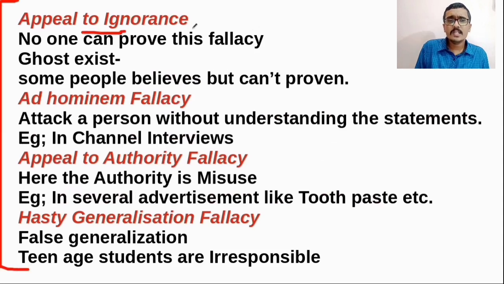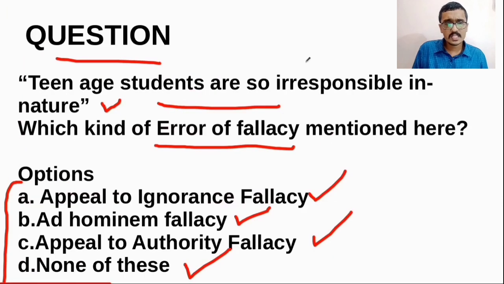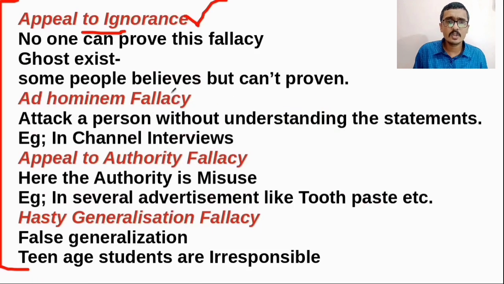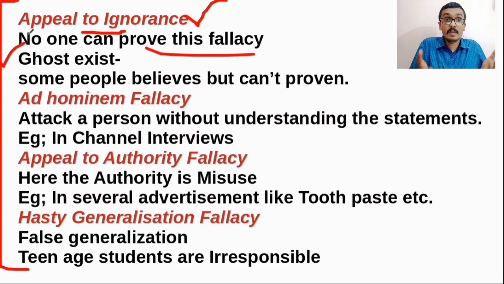Yes, we are going to discuss the four types of fallacies. The first one is appeal to ignorance. The first option, appeal to ignorance fallacy, means that no one can actually prove something. For example, ghosts. Some people believe that there may be ghosts, but we cannot prove this concept. This type of error is called appeal to ignorance.